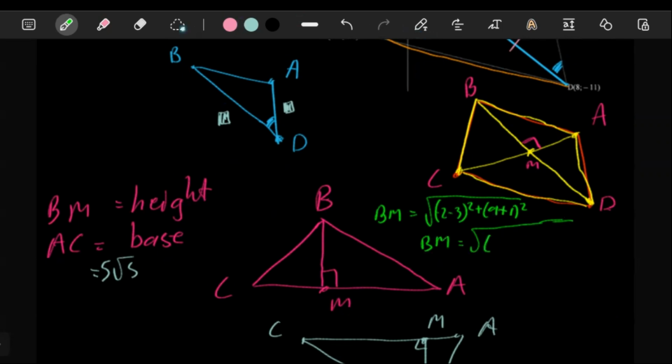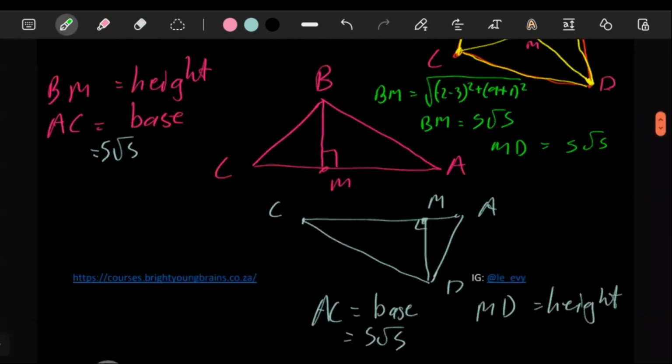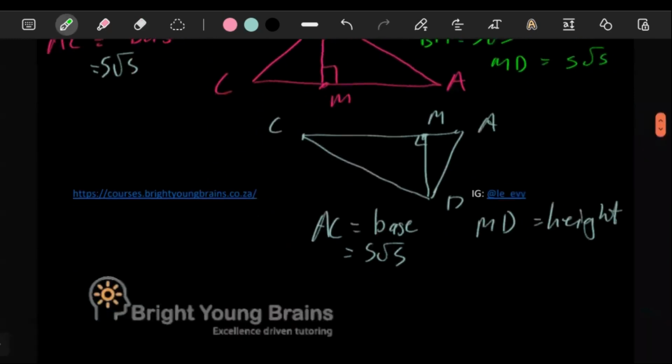Let's just put everything in the calculator, because it's child's play this. It's not grade 4 where they'll say you can't use your calculator. We can use it, so use it. Let's just see here, plus that. This is giving us 5 square root of 5. It's purely a coincidence. 5 square root of 5, and then MD is also 5 square root of 5.